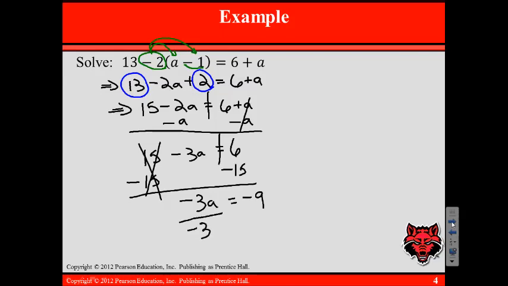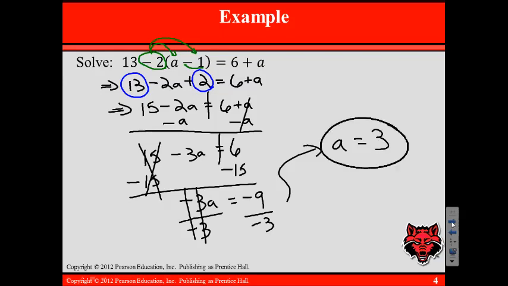Remember, we do not change this sign. We keep it exactly the same. Negative 3 divided by negative 3, those cancel. On the left side, we have a equals negative 9 divided by negative 3, which is a positive 3. And you could take that positive 3, plug it back into the original everywhere you see an a, and you should get the same number on both sides of the equation if that is a good solution.